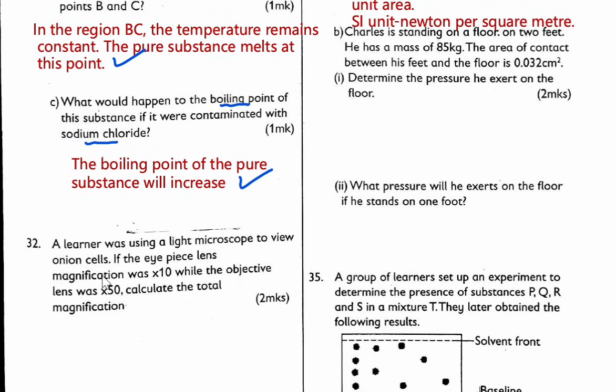A learner was using a light microscope to view onion cells. If the eyepiece lens magnification was times 10, while the objective lens was times 50, calculate the total magnification.